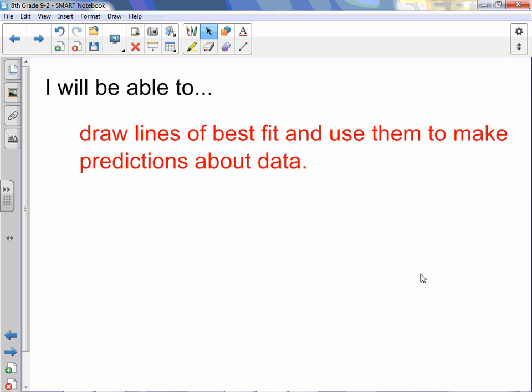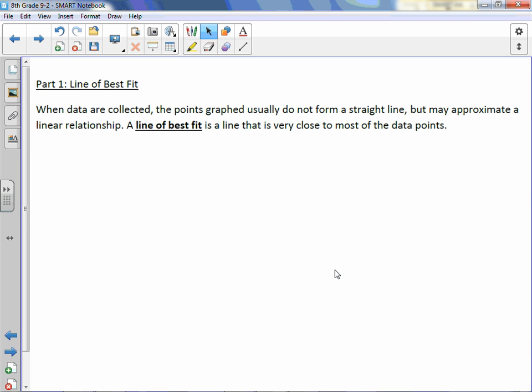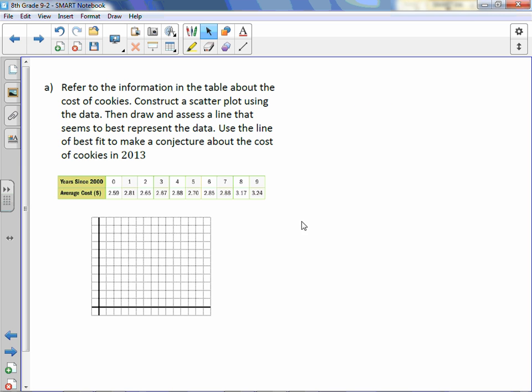Chapter 9, Lesson 2, Lines of Best Fit. You will be able to draw lines of best fit and use them to make predictions about data. When data are collected, the points graphed usually do not form a straight line, but may approximate a linear relationship. A line of best fit is a line that is very close to most of the data points.